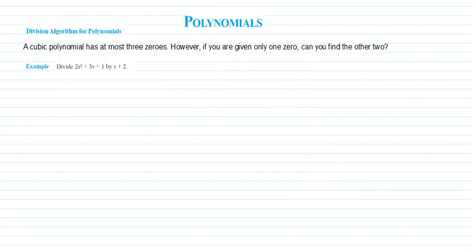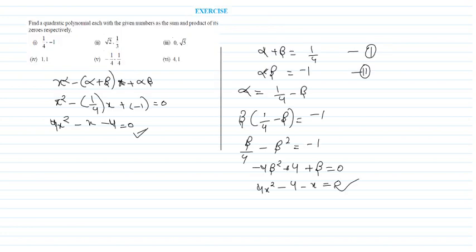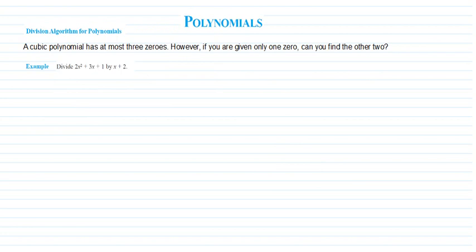So x plus 2, 2x square plus 3x plus 1. Okay, so the first step is to eliminate the highest power.